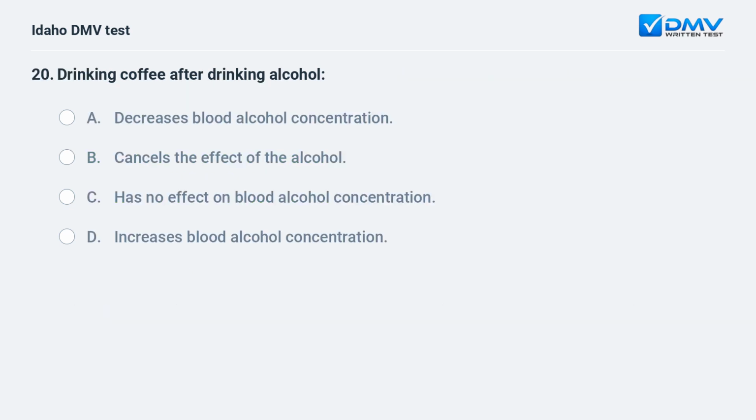Drinking coffee after drinking alcohol? A. Decreases blood alcohol concentration. B. Cancels the effect of the alcohol. C. Has no effect on blood alcohol concentration. D. Increases blood alcohol concentration.